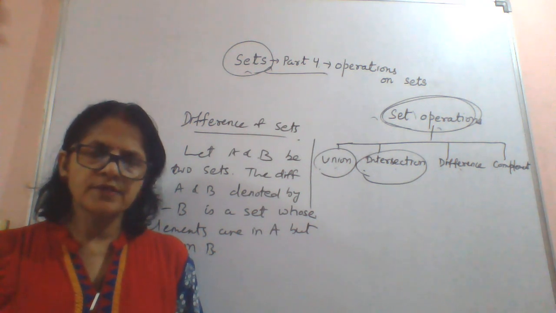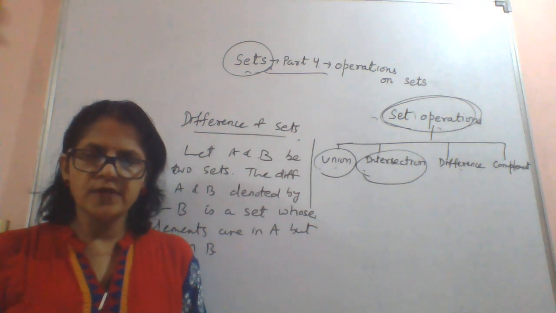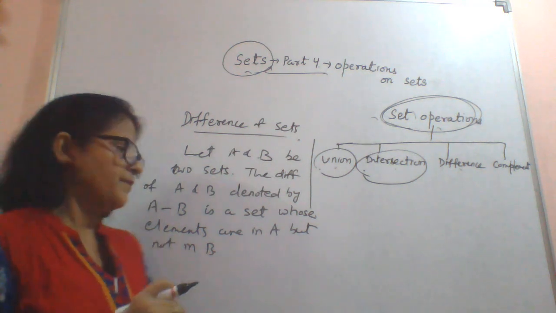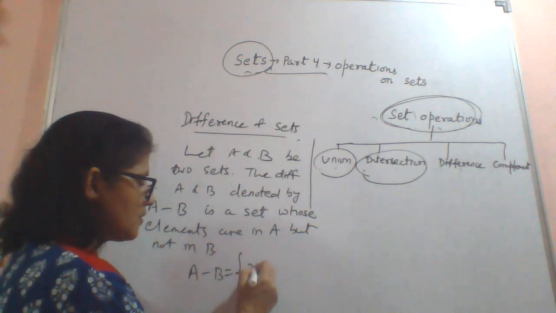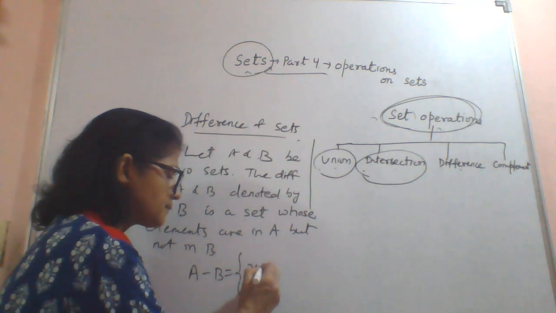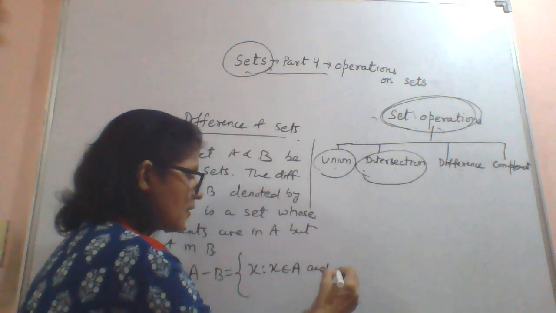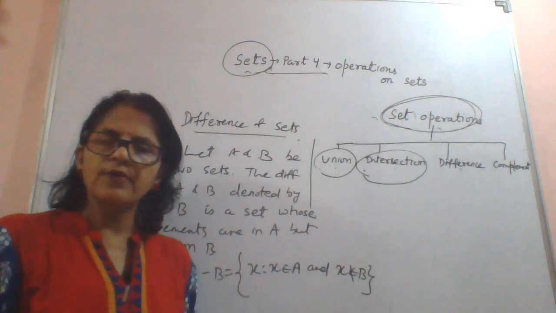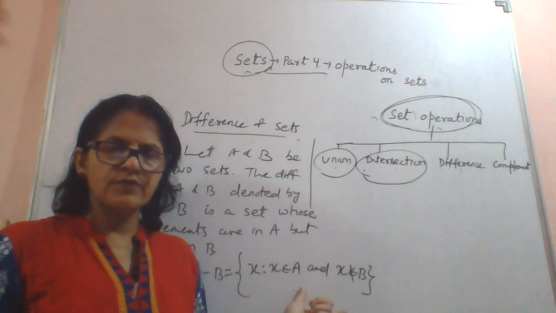Means the elements will be in A, they will not be in B, right? So the elements which are in A but not in B. So we write like this: A difference B is a set whose elements are x such that x belongs to A and x doesn't belong to B. So x will be in A, not in B. Okay, so this is basically the difference of two sets.